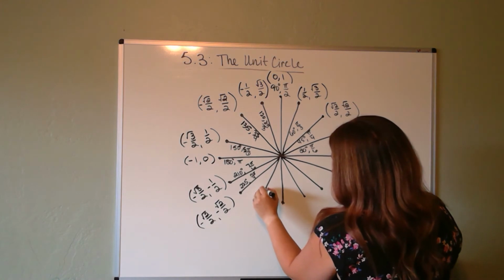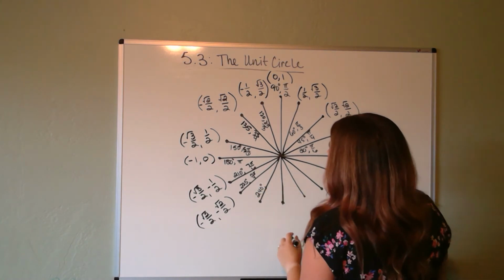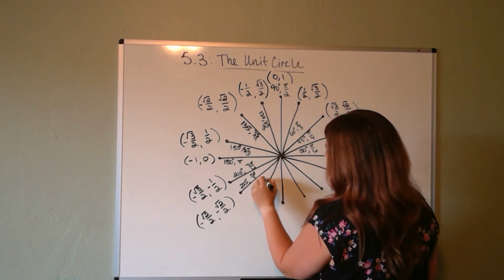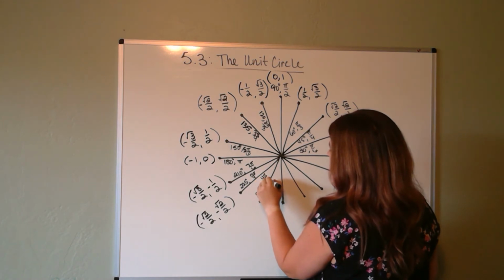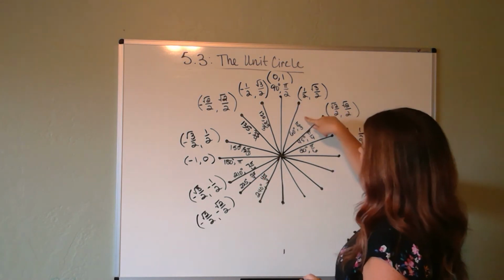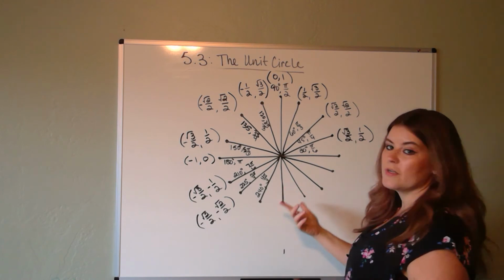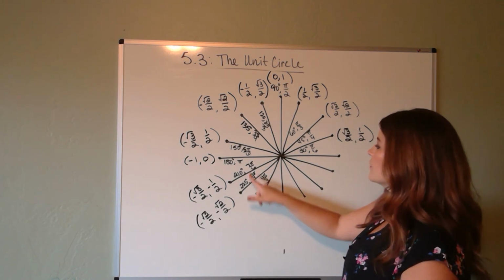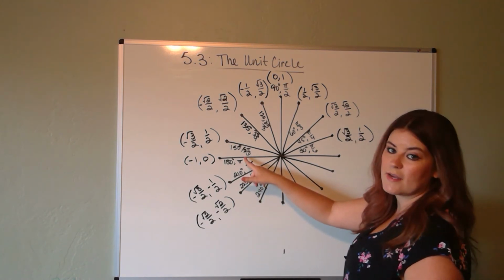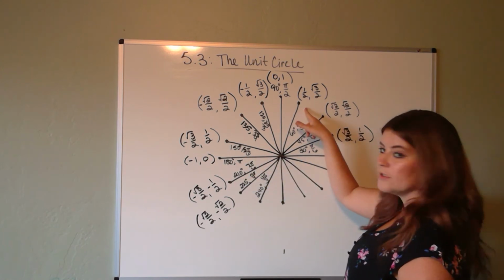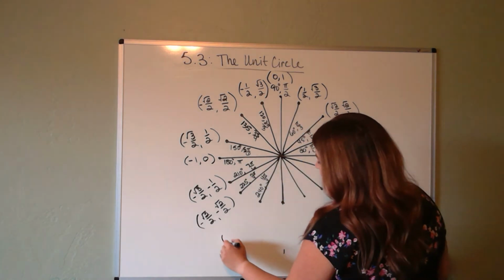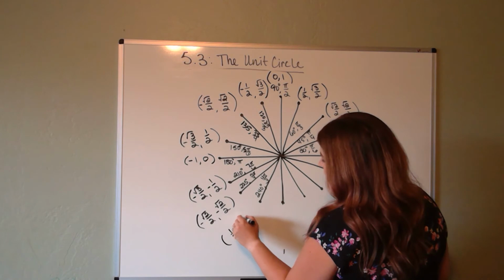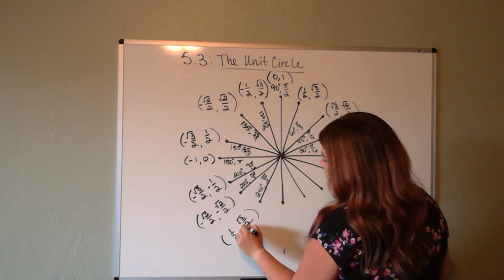Here's 240, or 4 pi over 3. Reference angle pi over 3. Or if you want to think about it in degrees, 240, how far is it away from the x-axis? It's 60 away, so I'm looking at the 60. So same coordinates as 60, 1/2 and root 3 over 2, but both negative.